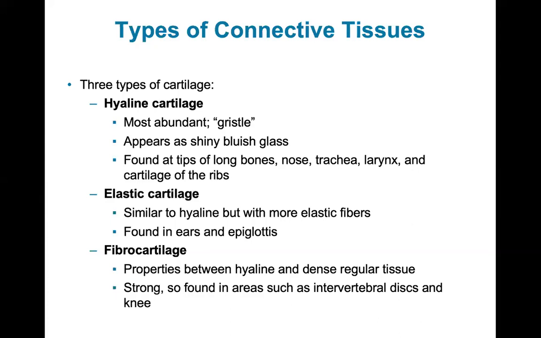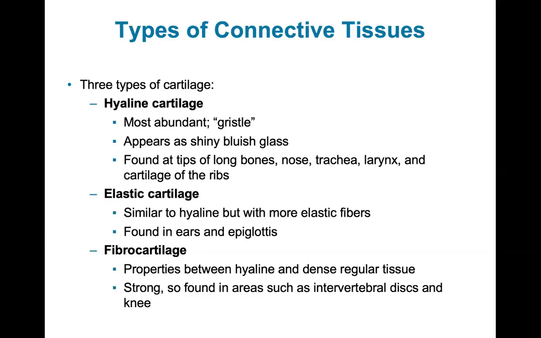Fibrocartilage, this is actually going to contain properties somewhere between hyaline and dense regular tissue. It's strong, and it's found in areas such as the intervertebral disc and within the knee. The intervertebral disc is the space between two vertebrae in your spine. So I want you to think about your vertebrae. We haven't gone over this yet because we haven't got to the skeletal system, but your vertebrae function to sort of withstand and take the weight of the body, okay?